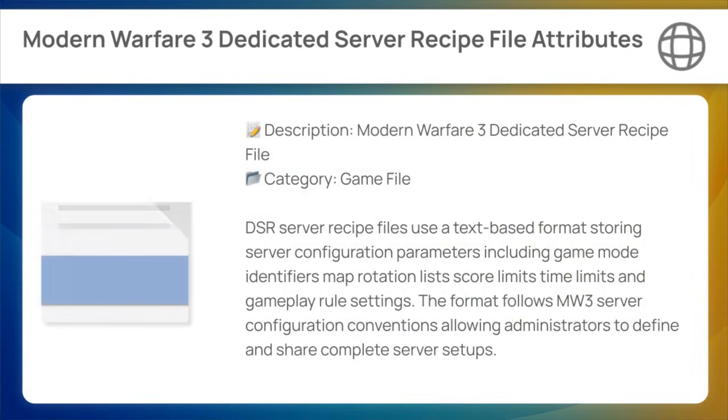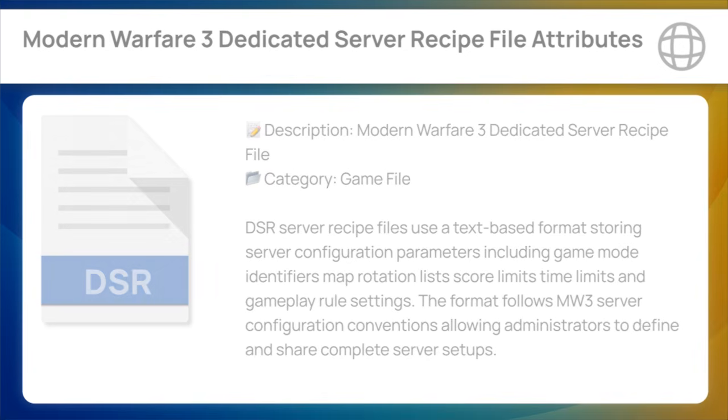DSR server recipe files use a text-based format storing server configuration parameters, including game mode identifiers, map rotation lists, score limits, time limits, and gameplay rule settings. The format follows MW3 server configuration conventions, allowing administrators to define and share complete server setups.